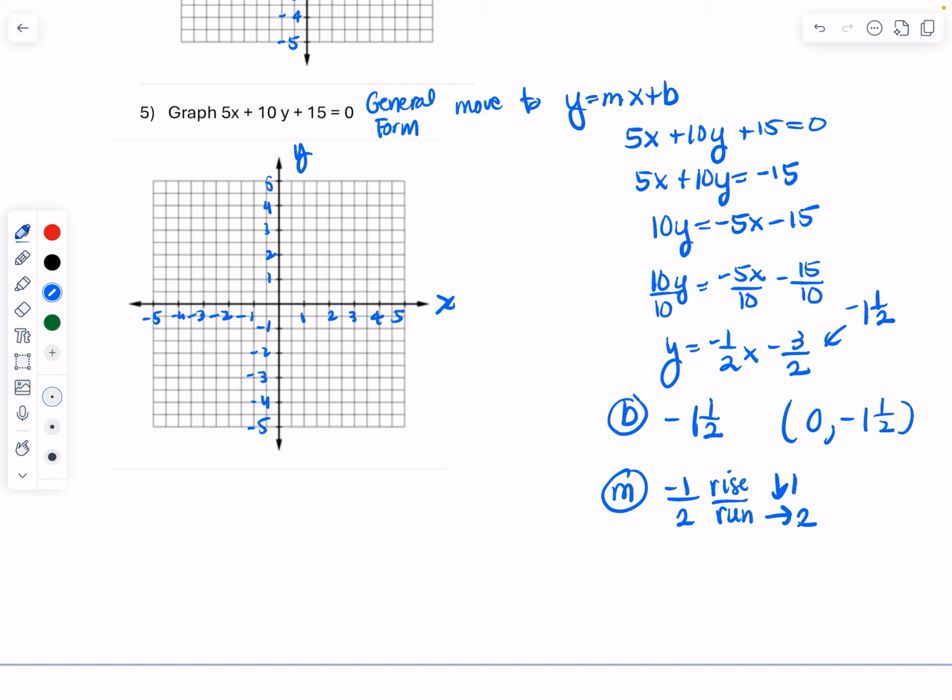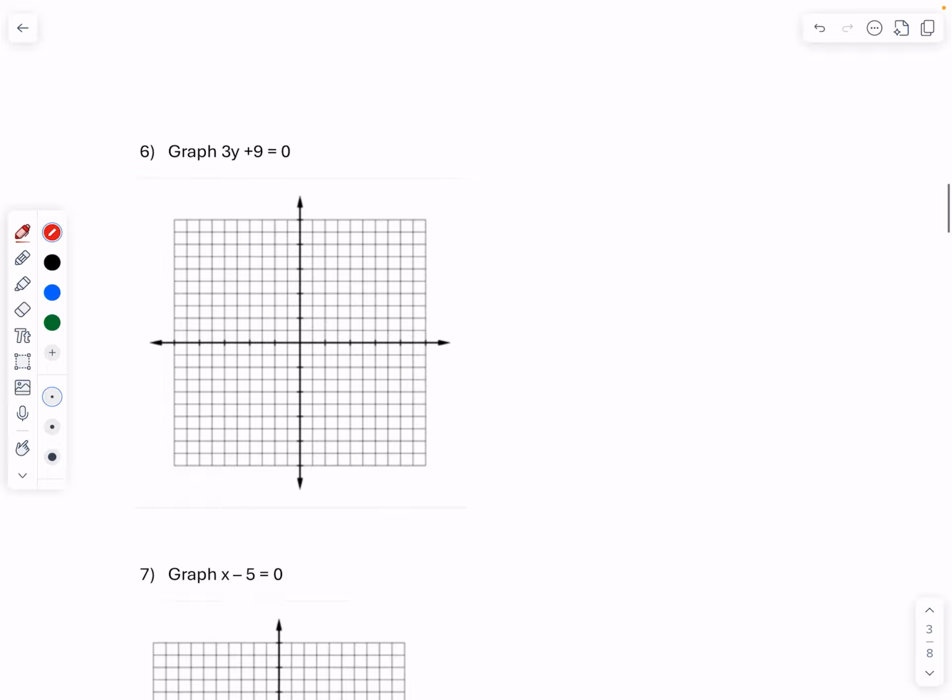All right, so (0, negative 1.5) is right here. I'm going to put that in red. And now I'm going to fall 1 unit and go over 2. And I get this point here. So now I'm going to connect the 2 points. And there you go. Okay, do the next one.